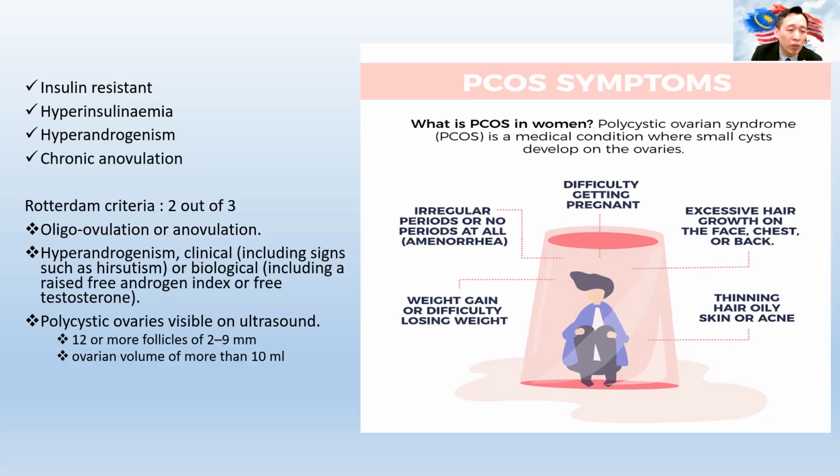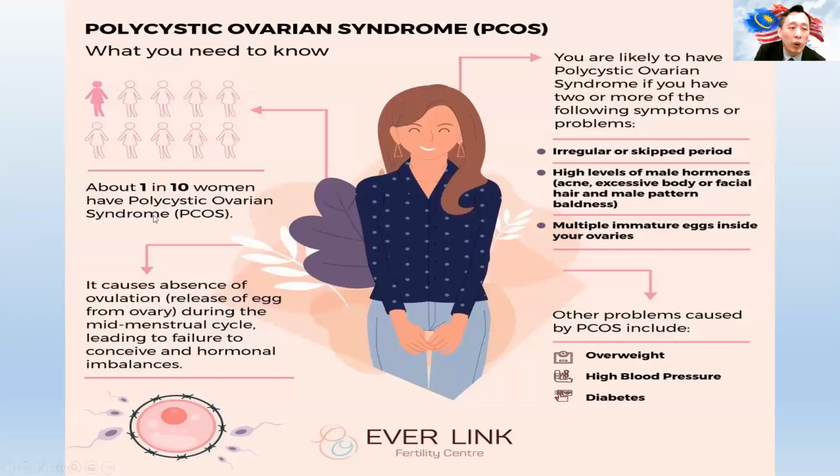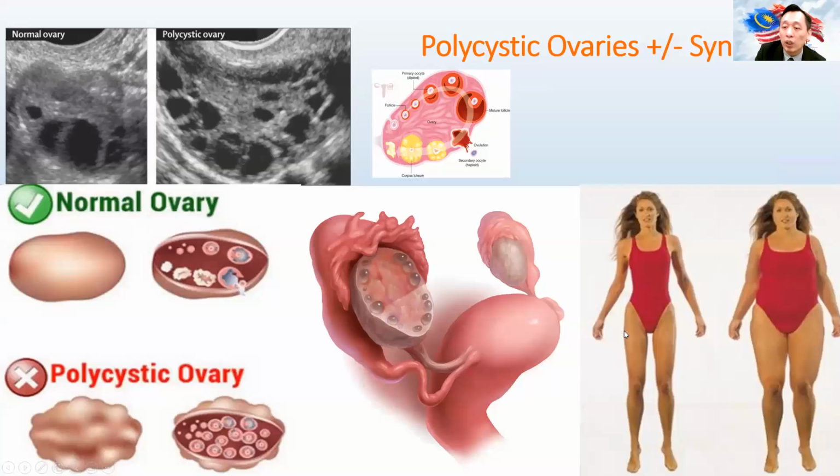Polycystic ovary can be visualized under vaginal ultrasound. You have 12 or more follicles, each between 2 to 9 mm, and an ovarian volume of more than 10. About 1 in 10 ladies will have polycystic ovarian syndrome. Sometimes they are overweight and may have high blood pressure and diabetes. If the ladies put on weight, sometimes the period becomes more irregular.